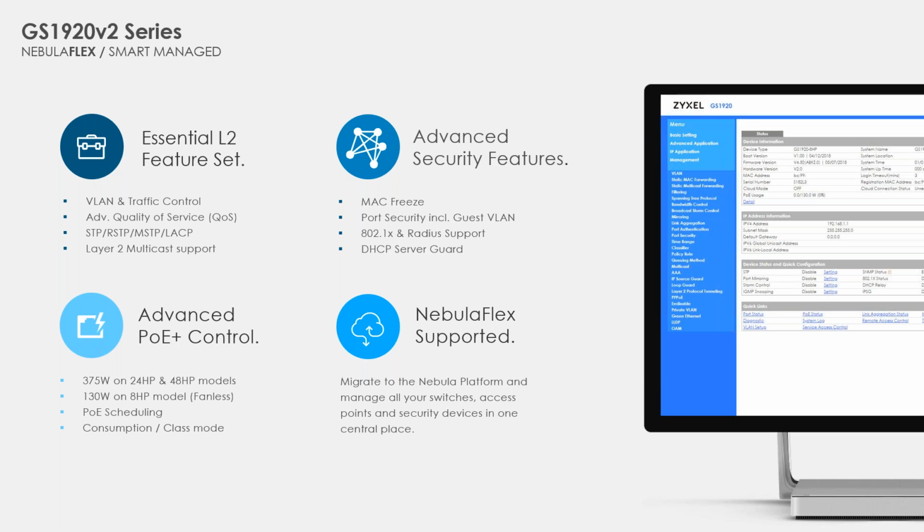Advanced PoE control. So on the bigger models, we offer 375 watts and 130 watts on the 8 HP instead of the 170 watts of the GS1900. Also PoE scheduling and the consumption mode, which we talked about earlier. And also the Nebula Flex support.